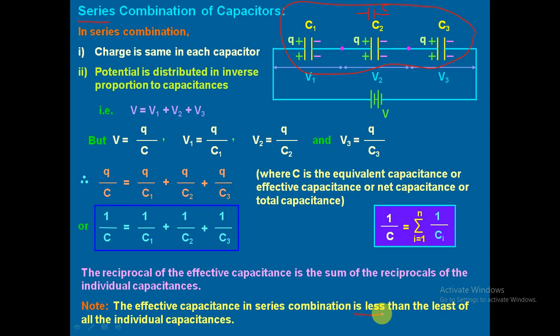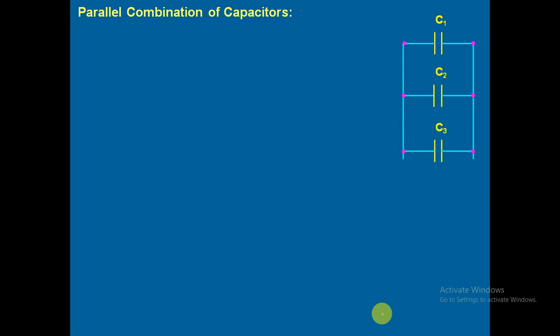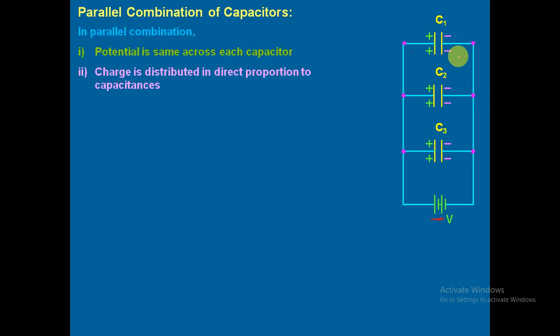So this was the series combination. Similarly, we can discuss the parallel combination of the capacitors. So let us again consider 3 capacitors C1, C2 and C3. They are connected in parallel. Let us consider they are being charged by the battery having potential V. And now we know that in parallel combination, the potential across each capacitor would remain constant, but the charge would be different on each capacitor. Potential is the same, charge is distributed in direct proportion to the capacitances.